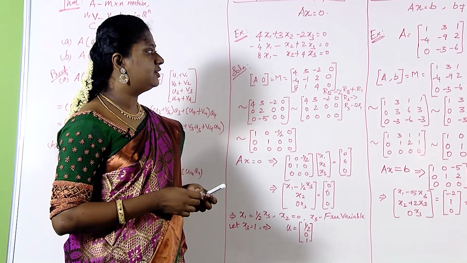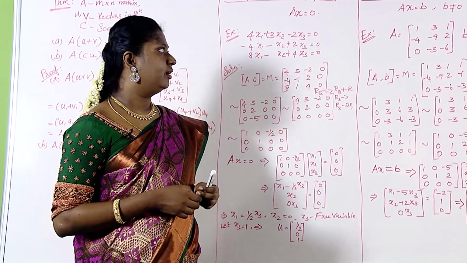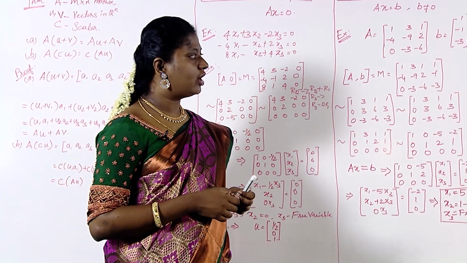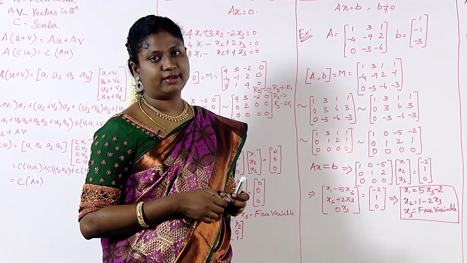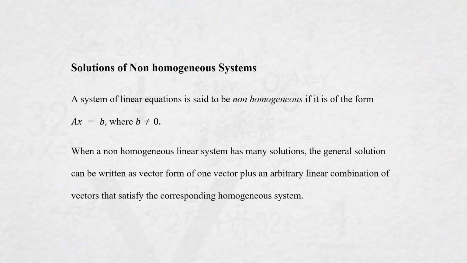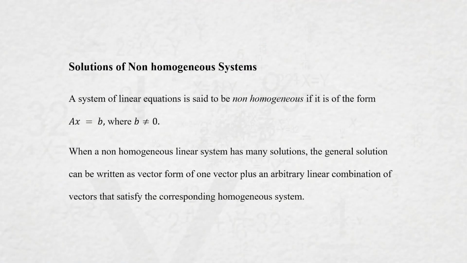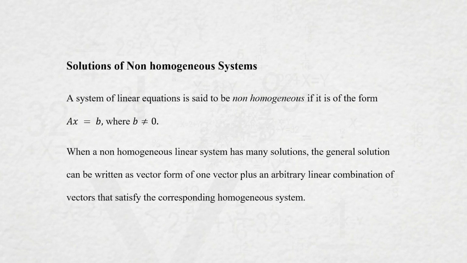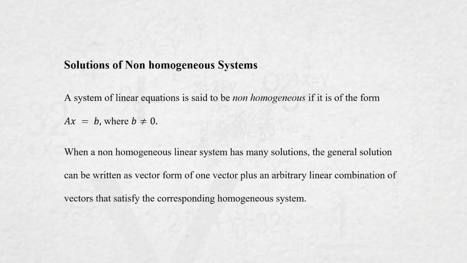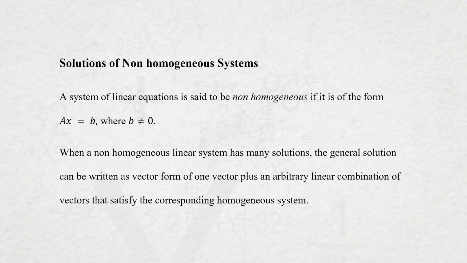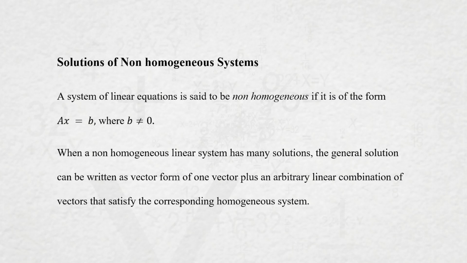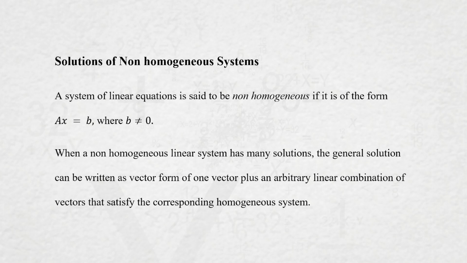Now let us move towards another problem where we are going to deal with a non-homogeneous system of equations and try to find the solution of that. Now, we shall see the solutions of non-homogeneous systems. A system of linear equations is said to be non-homogeneous if it is of the form Ax = b, where b is not equal to 0.